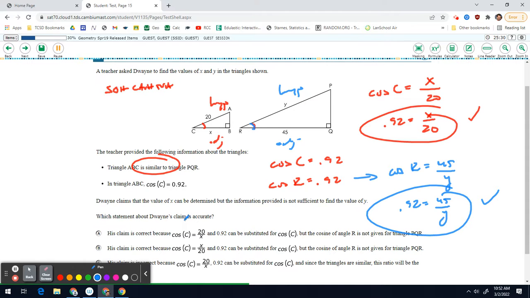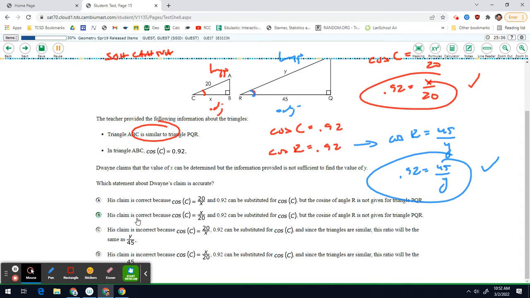Yes, you can find x, but you could also find y. So let's see which one talks about this. His claim is correct because cosine of C equals 20 over x. That's wrong. It's x over 20. His claim is correct because cosine of C is x over 20, and 0.92 can be substituted for cosine of C. But the cosine of R is not given. That's false. The cosine of R is going to be the same.